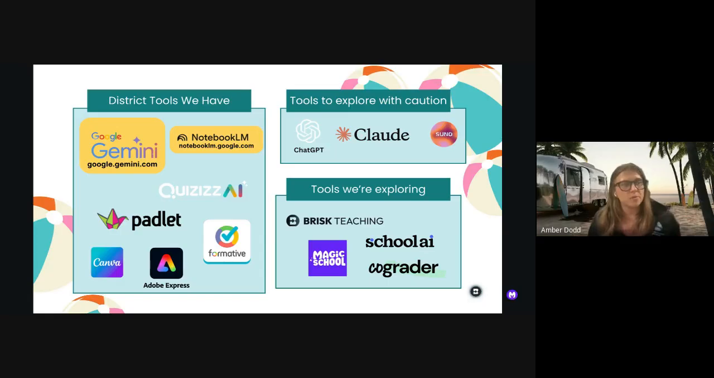Some tools to explore with caution. These are not district apps that we have, but they're big ones. I don't go through them because you're probably already using them.